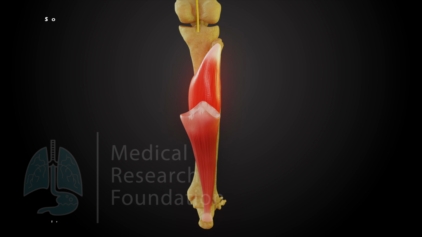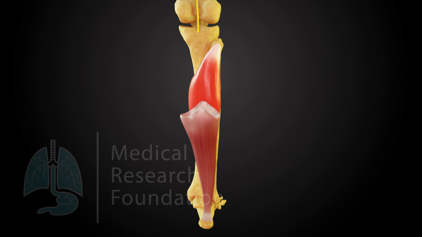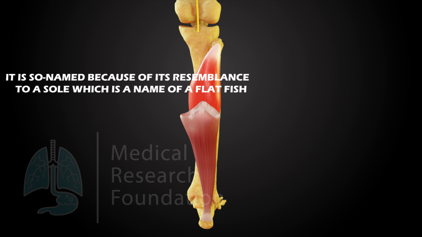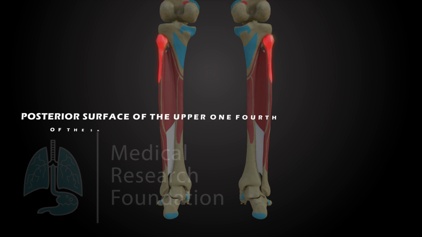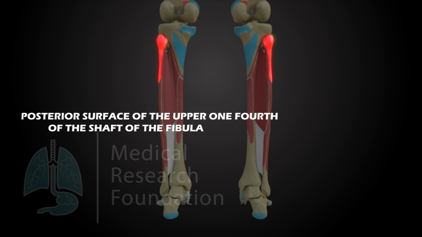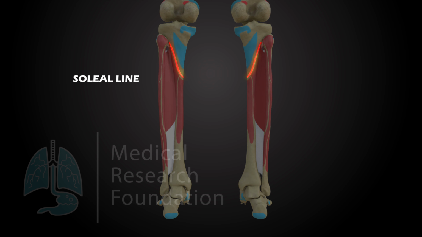Soleus muscle. It is a multi-pennate muscle lying deep to the gastrocnemius. It is so named because of its resemblance to a sole, which is a name of a flat fish. Origin. It has a horseshoe-shaped origin from the back of the head and posterior surface of the upper 1/4 of the shaft of the fibula, soleal line, and middle 1/3 of the medial border of the tibia. Tendinous arch between the tibia and fibula.